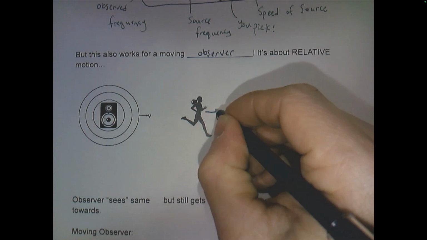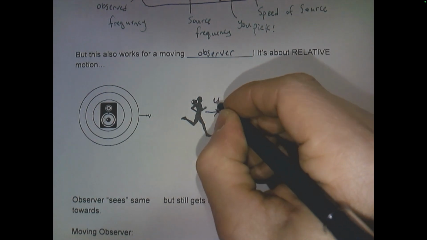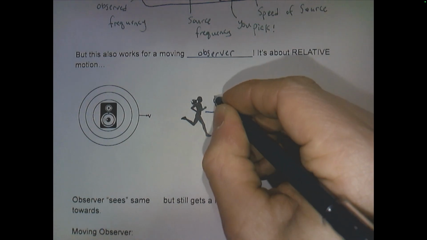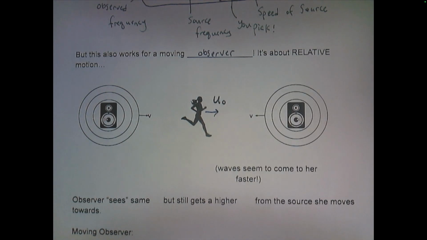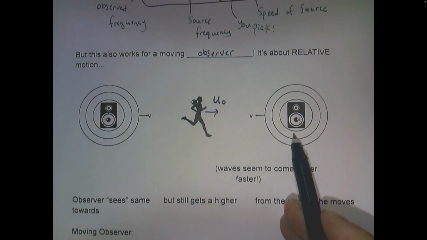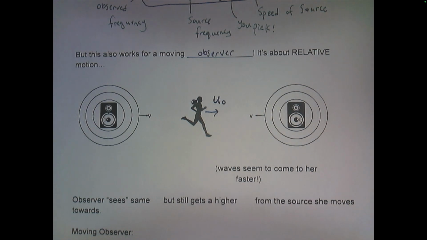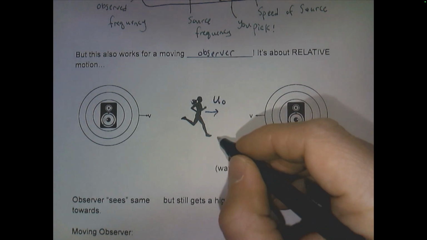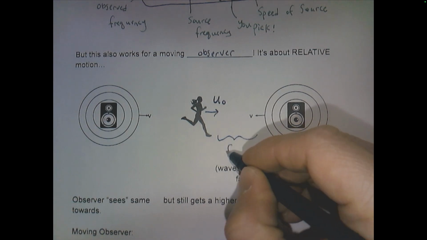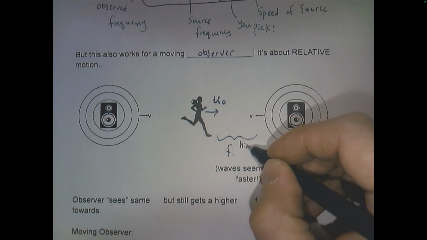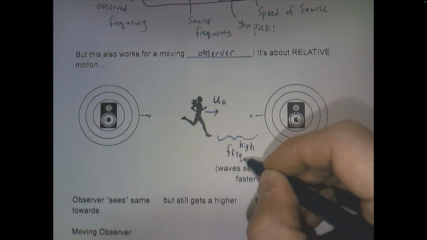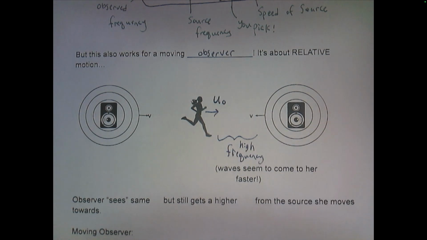And it looks like she's running to the right here. It'd be weird if she was running backward. So we'll call this one UO, not 0, but O. This is the speed of the observer. And her running toward the speaker is kind of the same thing as the speaker moving towards her. And so the same effect happens. She gets a high frequency. She hears a higher pitch sound as she runs toward the speaker.